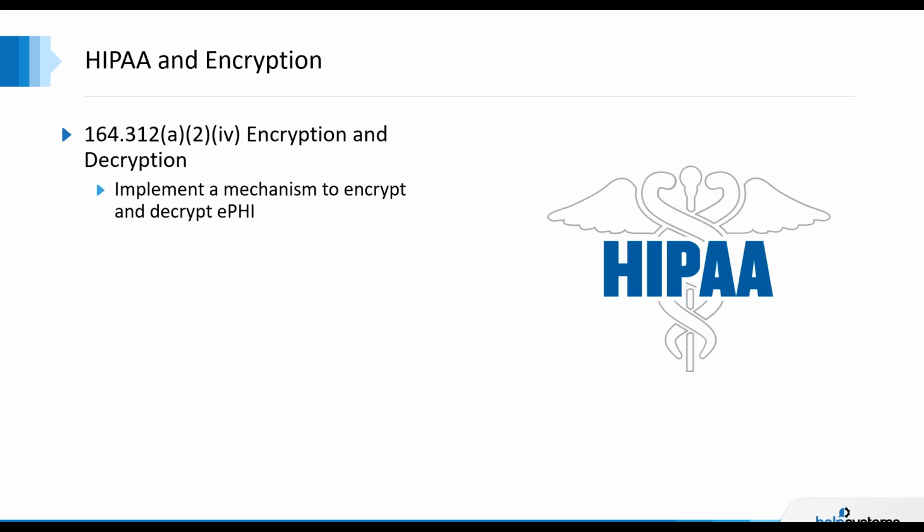Well, HIPAA is pretty clear here. Encryption and decryption have their own little section here. Implement a mechanism to encrypt and decrypt electronic personal health information. So they really break this down into that basic form of if you have electronic personal health information, you have to have something to encrypt and decrypt it.